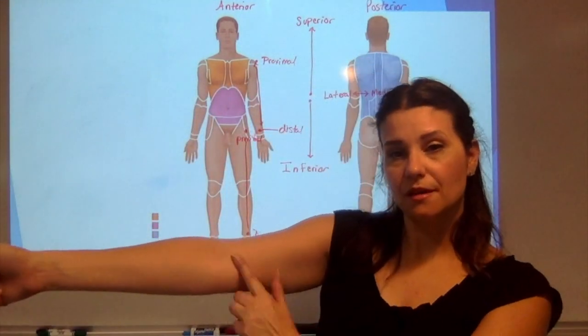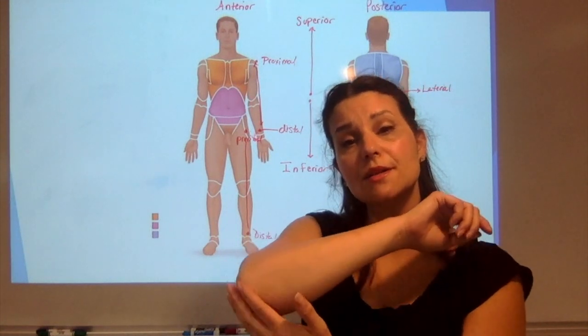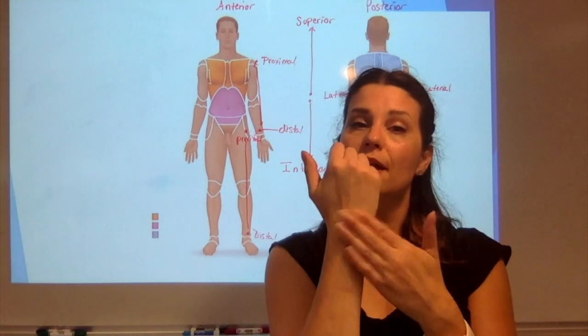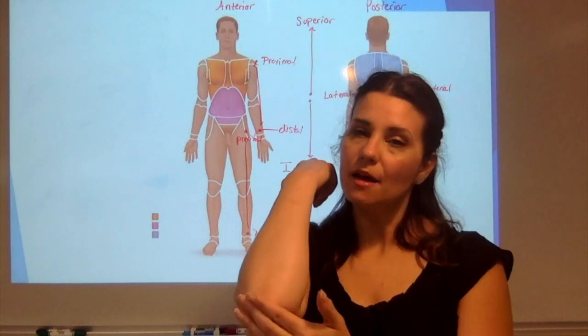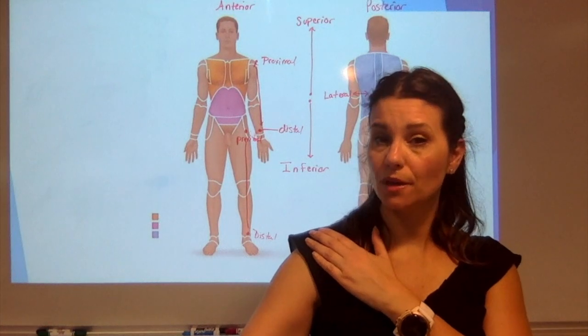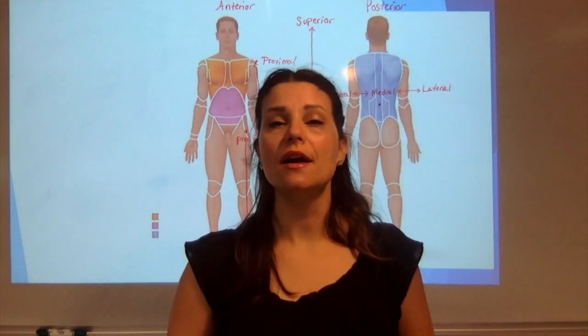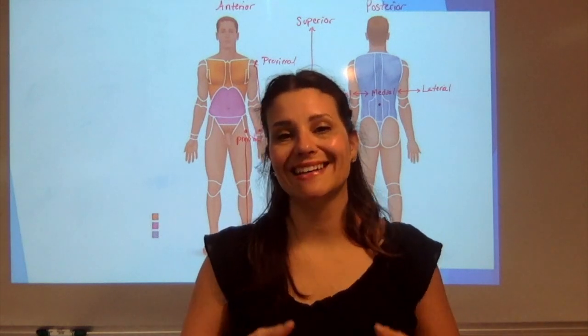So my olecranon would be considered proximal to my carpal, but my olecranon would be considered distal to my acromial, or my shoulder. The last set to consider is superficial and deep.